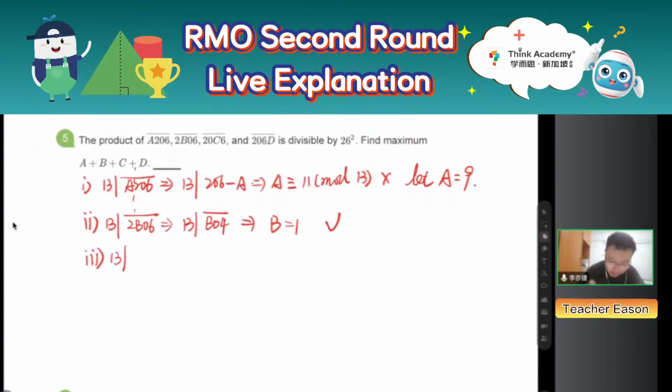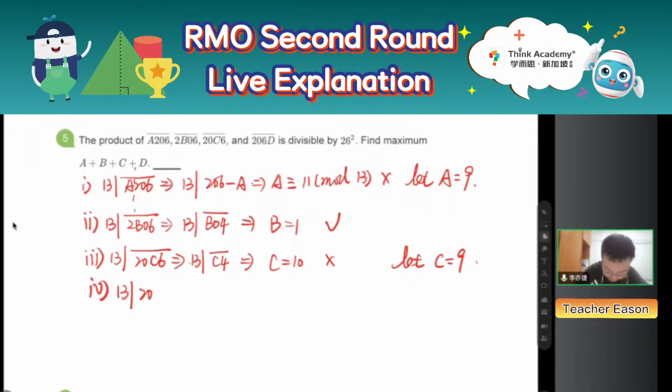But the third case, where 13 divides the 20C6, then 13 can divide the C6 minus 2, which is the C4. And if we end up with 4, at least the multiplier must be 8. 13 times 8 is 104. No, it's too large. So C must be 10, which is impossible. So again, since they can never belong to 13, we just make C as large as possible, which is 9. Finally, if 13 can divide this 200D, then 13 can divide this 6D minus 2.